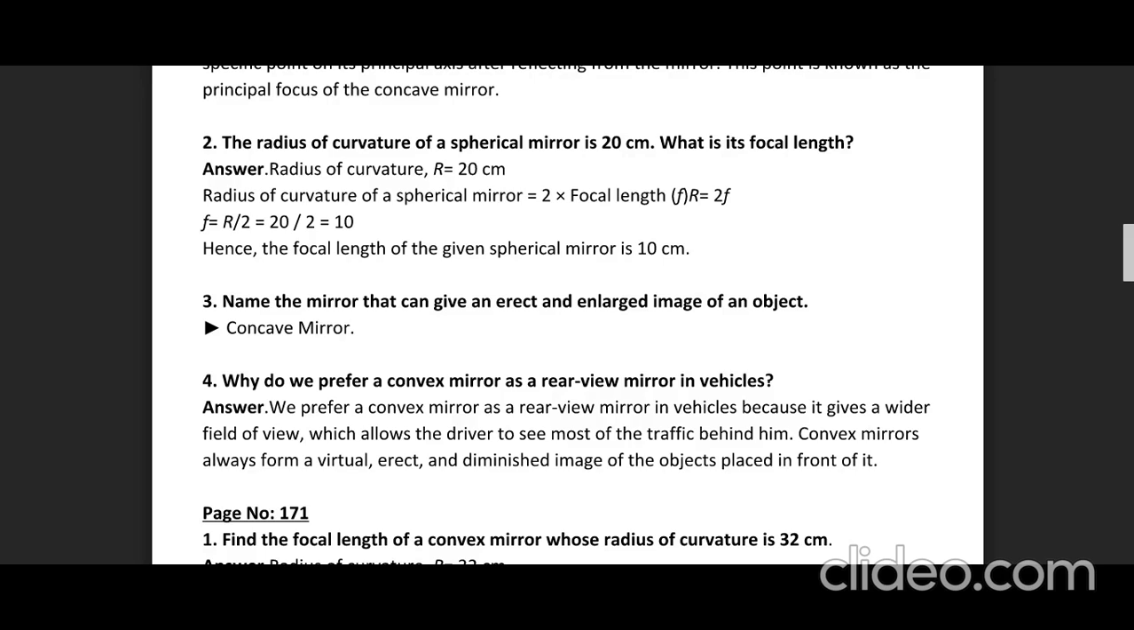Name the mirror that can give an erect and enlarged image of the object. So name a mirror that makes a larger image and an erect image: concave.